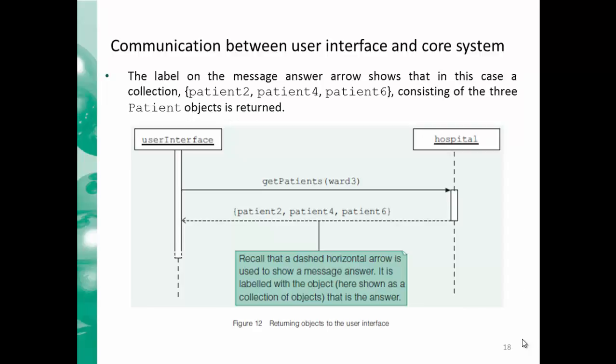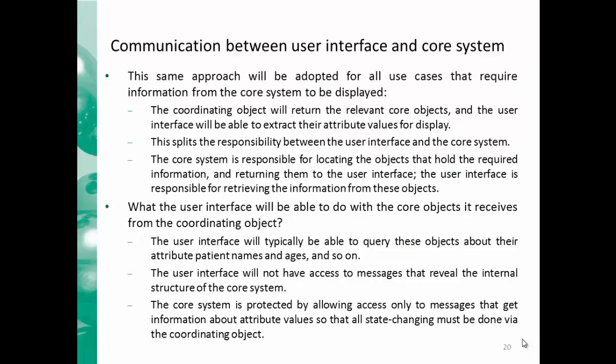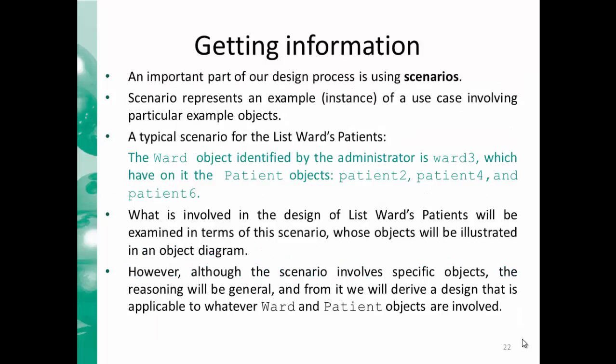The whole objects of patient 2, patient 4, patient 6 are passed back to the interface, and the interface will take whatever information of these objects it needs. It may take the names of these patients or the age or the address or all this information. So the same coordinating object is now between the interface and the core system. It can pass the interaction and messages from the interface to the core system or return the result of those interactions back to the interface.